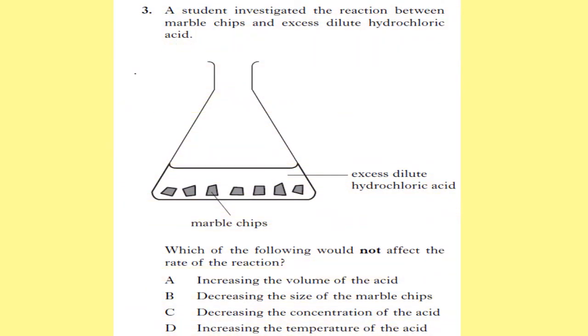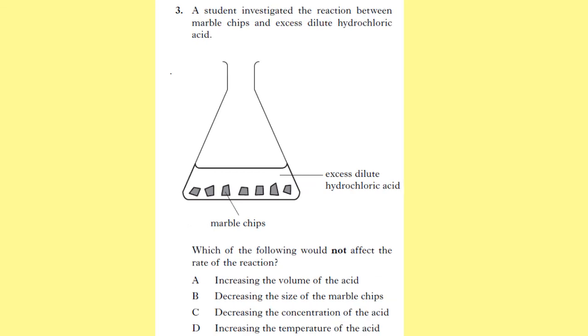So we've got this final question. So we've got a reaction between marble chips and some acid, and you've got 4 options. Which one of these would not affect the rate of reaction? Increasing the volume of acid, decreasing the size of the marble chips, decreasing the concentration of the acid, or increasing the temperature of the acid? Well, the answer is A, increasing the volume of acid.